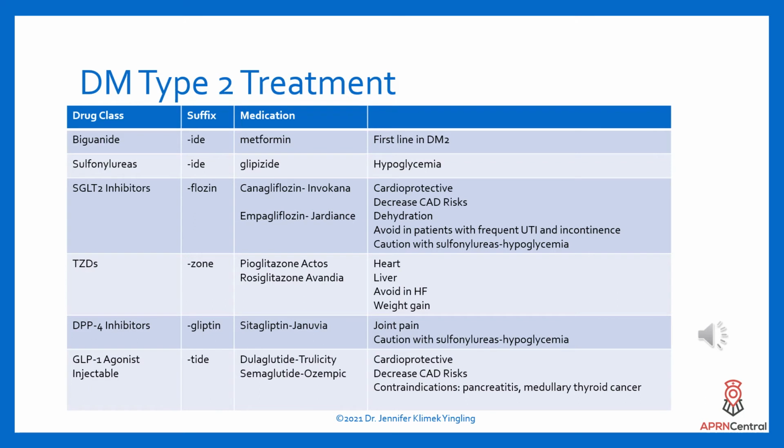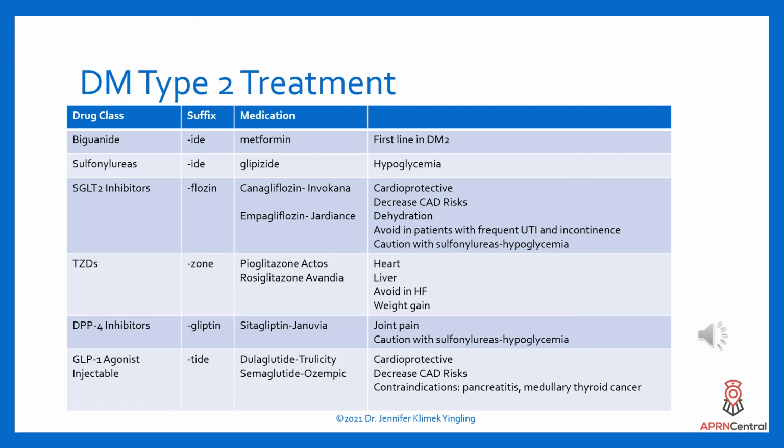And there's several suffixes that you need to pay attention to because it will help you recognize which drugs are from what class. So the first one is the biguanide. That's metformin. Suffix is ide. This is the first line medication for type 2 diabetes. Why do we love metformin? Because there's basically minimal to no hypoglycemia. Maximum daily dose is 2,000 per day. We often will start the patient off at 500 twice a day. And you can often see an A1C reduction by 1 to 2%.